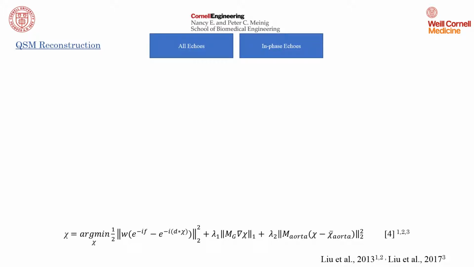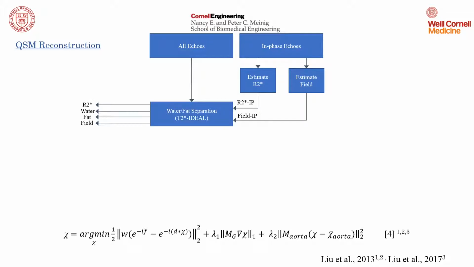Here is the flowchart of our work for QSM reconstruction. So we divided our echoes into all echoes and only in-phase echoes. And we used the in-phase echoes to get an estimation of field and R2 star as initial guess for the T2 star IDEAL problem, which is used to calculate R2 star, water image, fat image, and field.